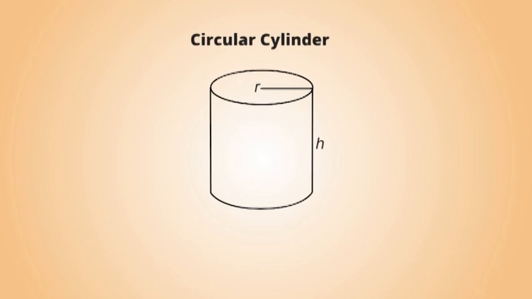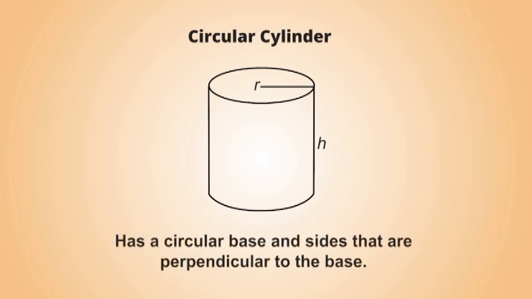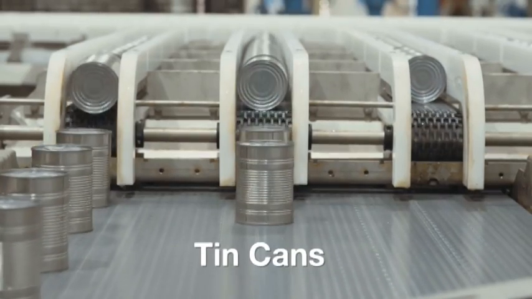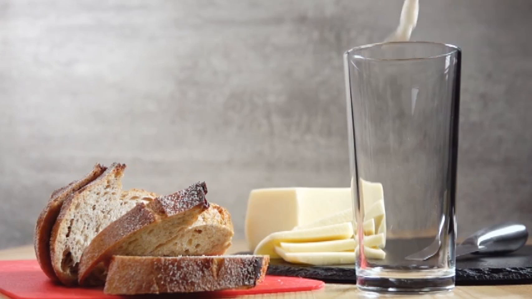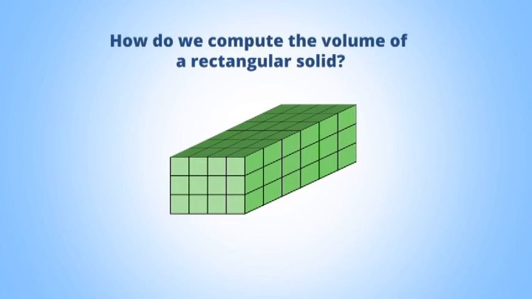A circular cylinder is another spatial figure. It has a circular base and sides that are perpendicular to the base. Examples of this are the tin cans of powdered milk, circular water tanks, and drinking glasses. How do we compute the volume of a rectangular solid?